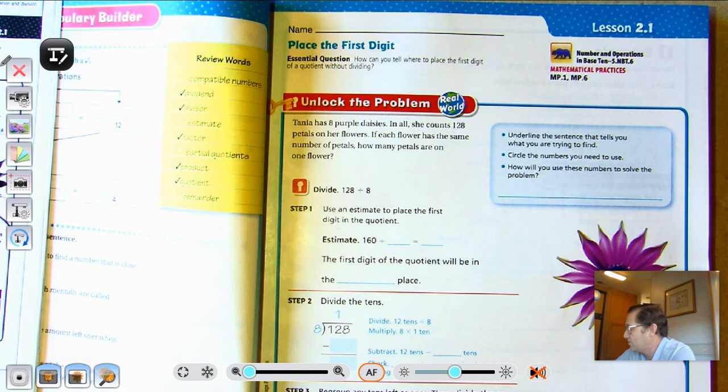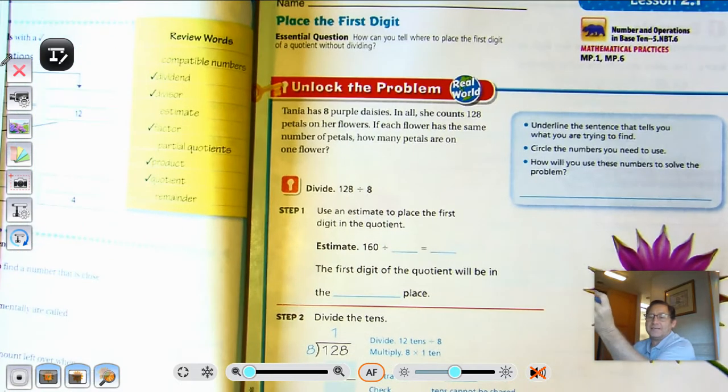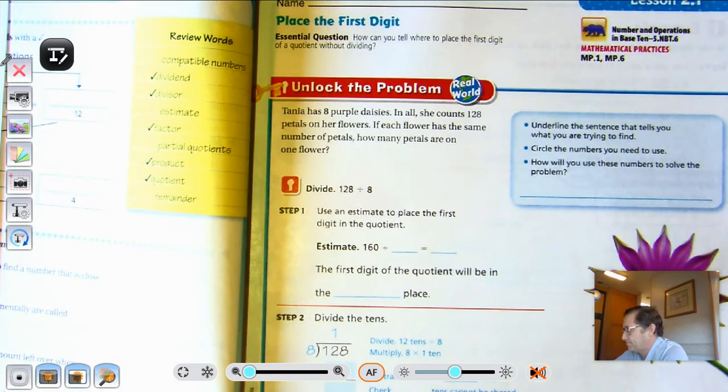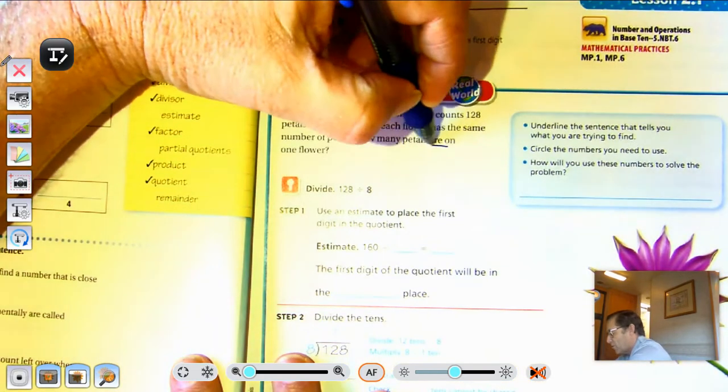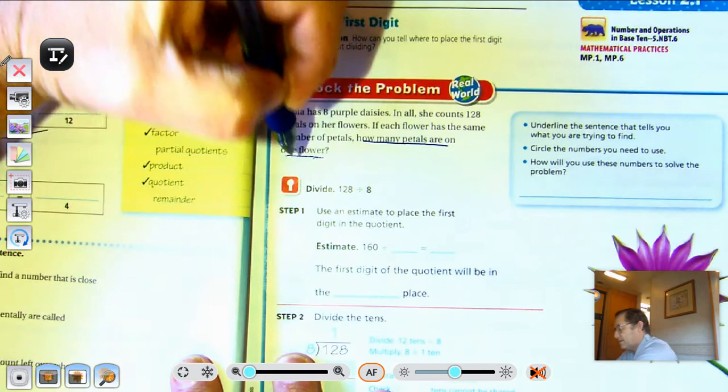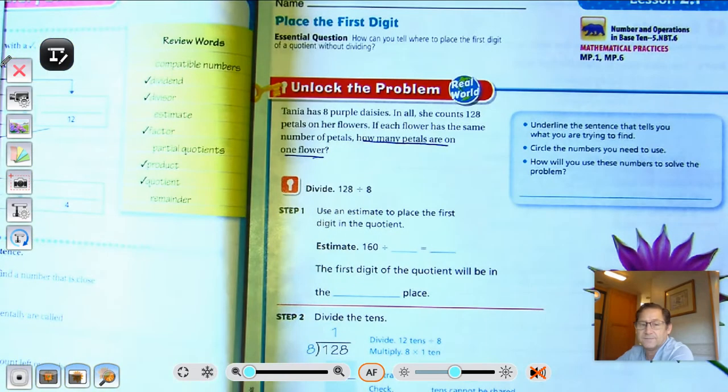All right, so let's look at the unlock the problem. Tania has 8 purple daisies. In all, she counts 128 petals on her flowers. If each flower has the same number of petals, how many petals are on one flower? So, underline the sentence that tells you what you're trying to find. Well, that's the question, right? So, how many petals are on one flower?